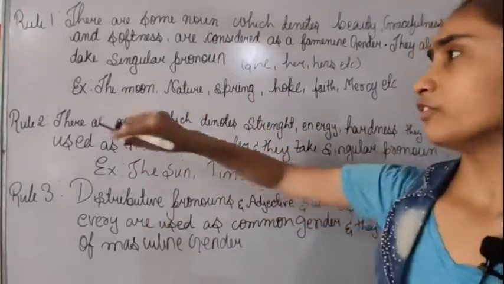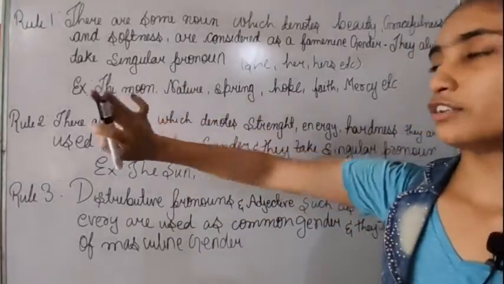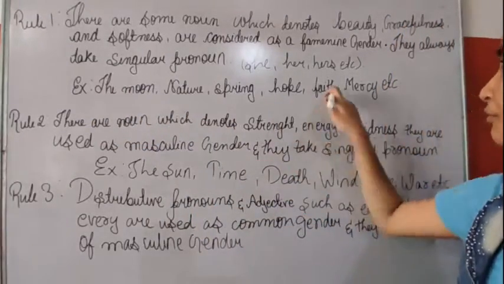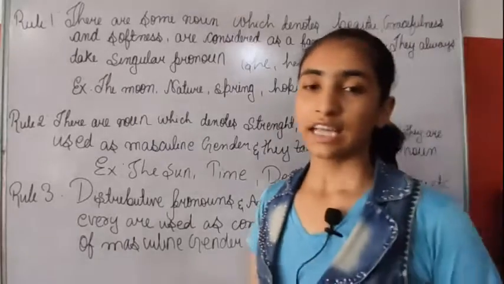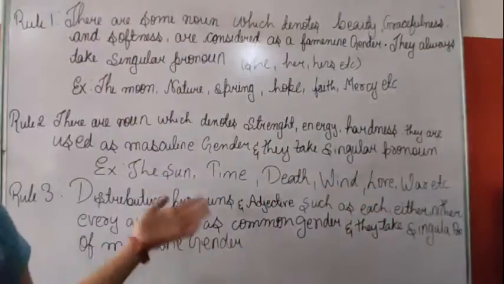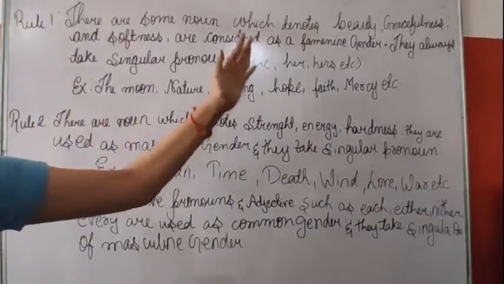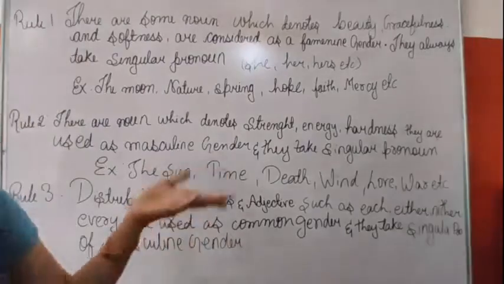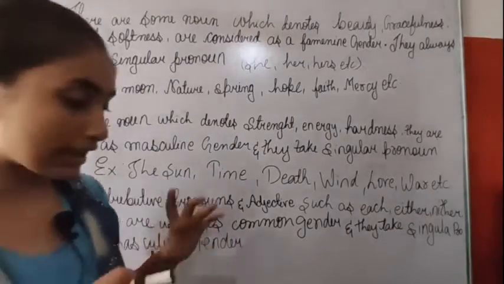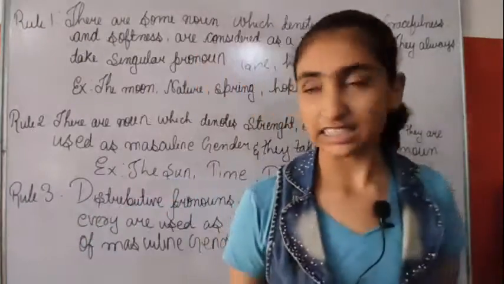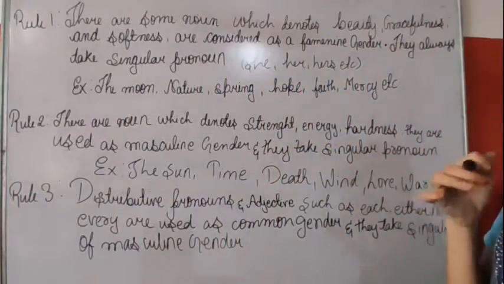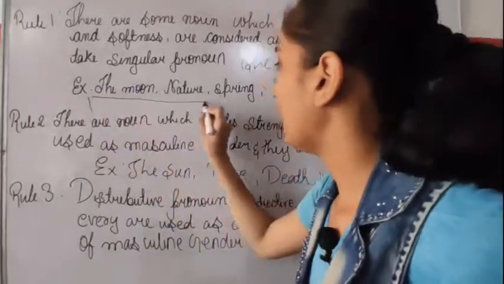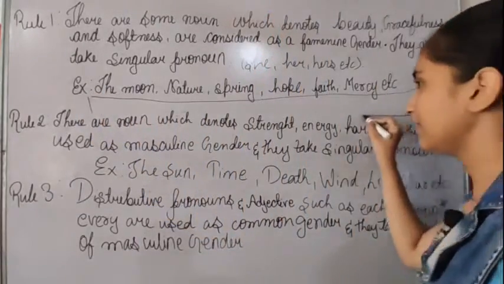Let me explain to you. The moon, earth, spring, hope, faith, mercy, justice, and the earth, these all denote gracefulness, beauty, and softness. Let's understand by example how they are considered feminine gender and how you can convert them into a sentence. Let me write over here, so you can all identify very easily.